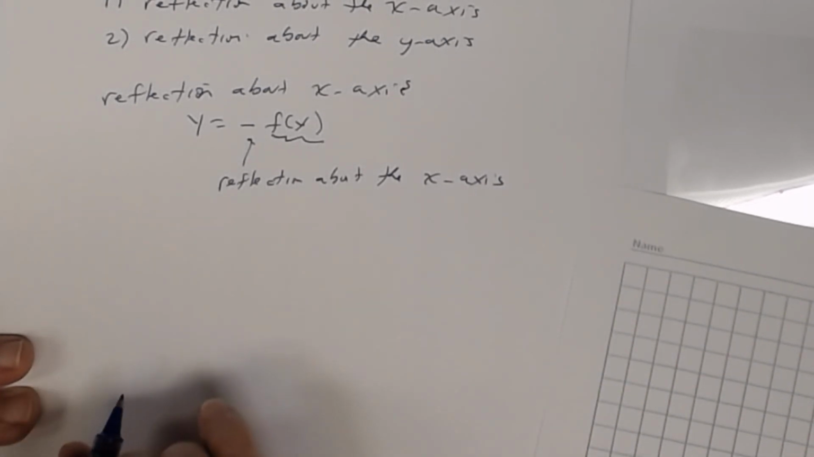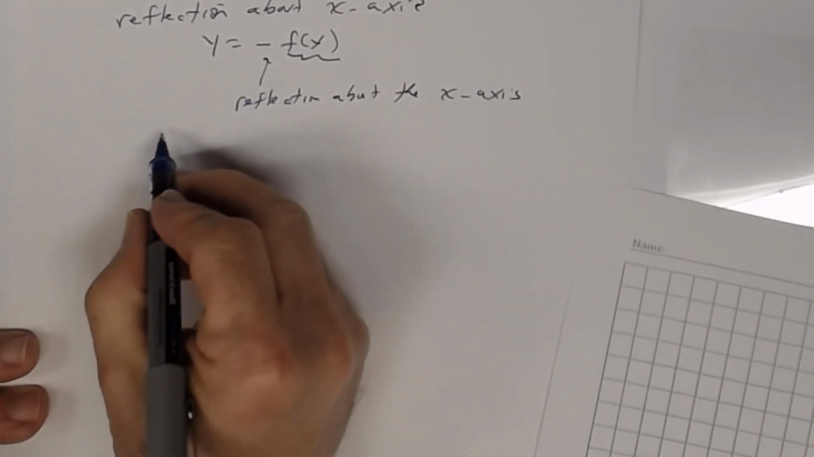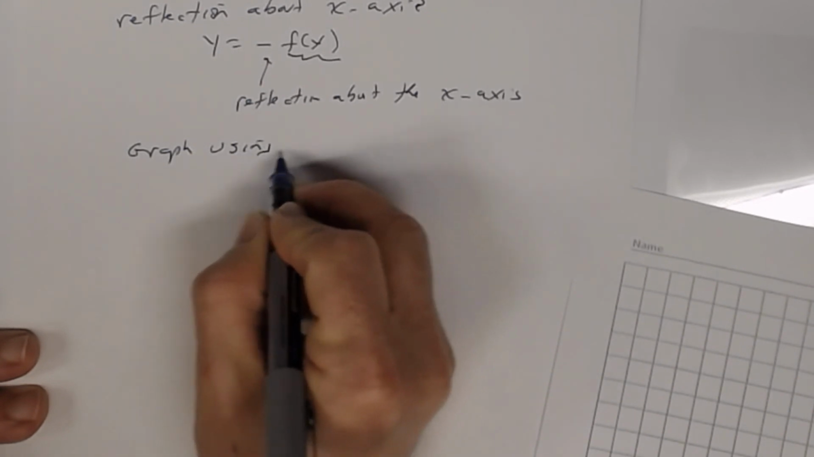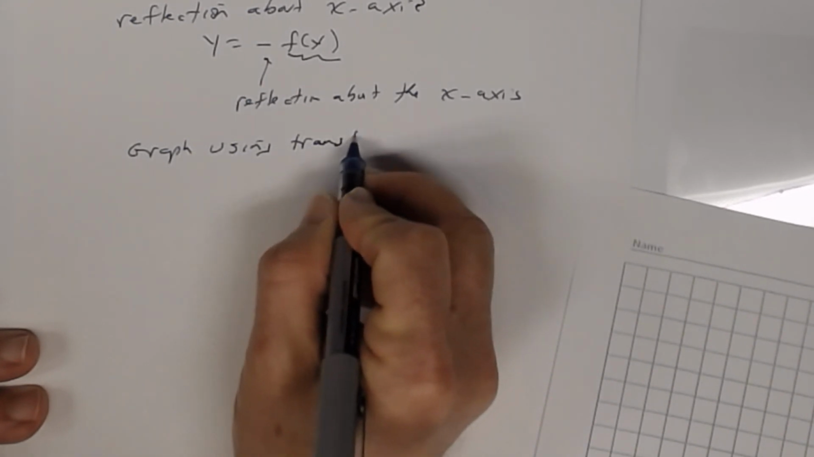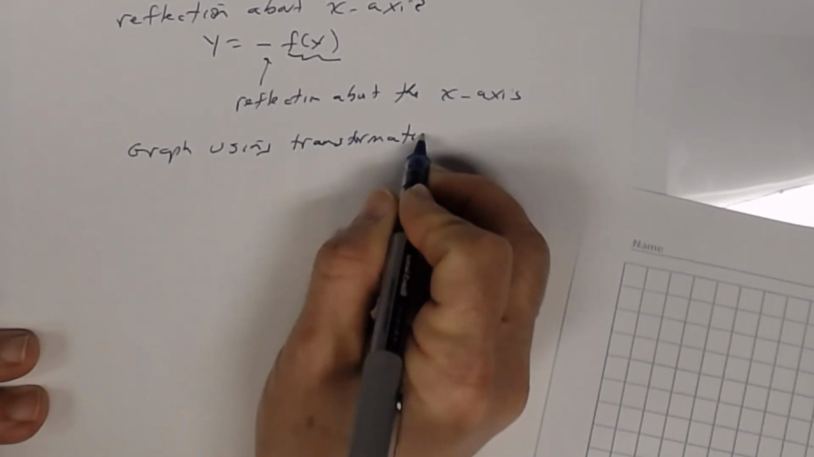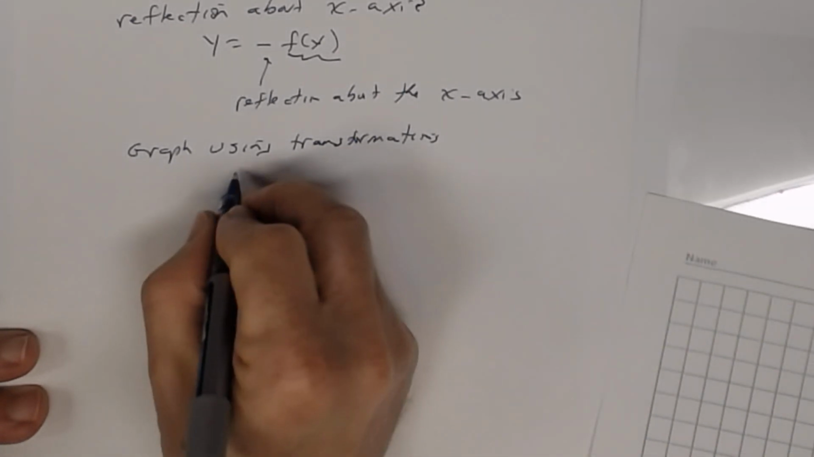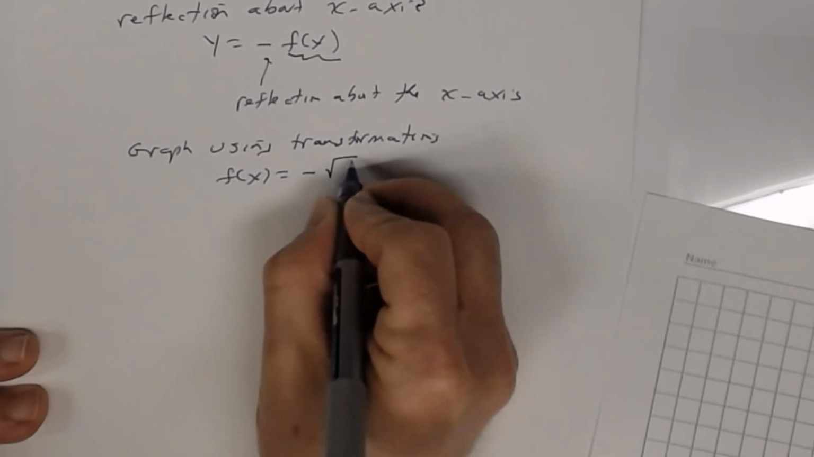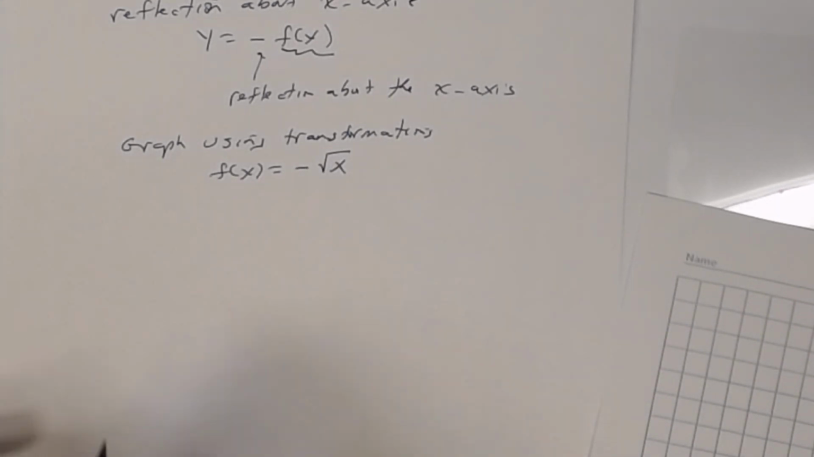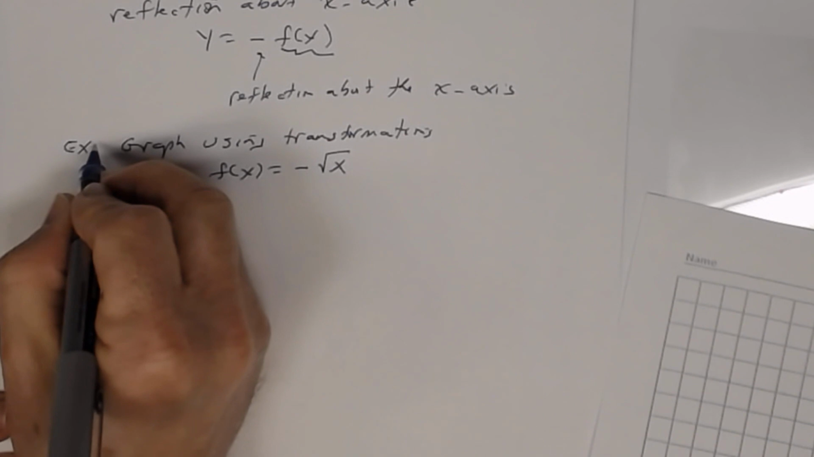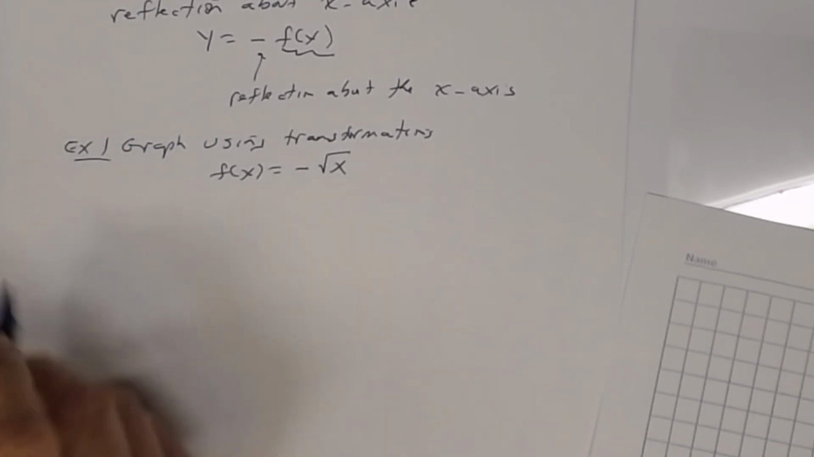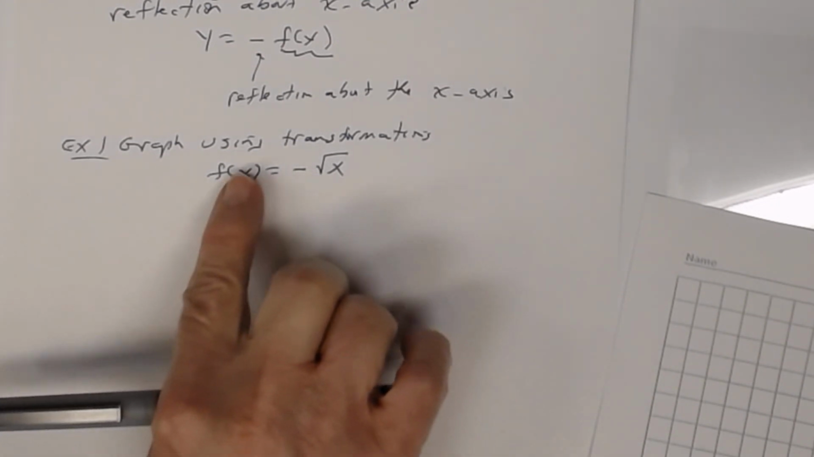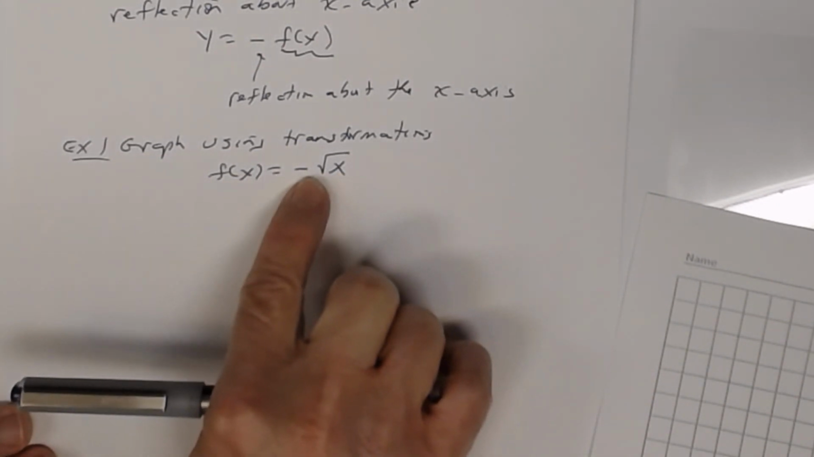That's what that is. All right, so let's look at this one. Let's go ahead and graph using transformations. f of x equals negative square root of x. Let's do that. So let's call this example 1 for reflection. Example 1, graph this using transformations.